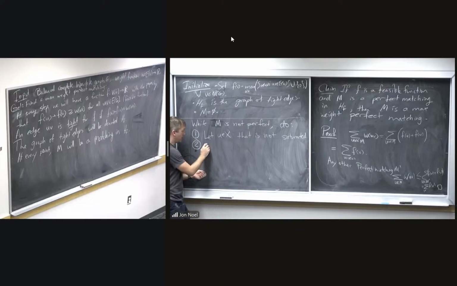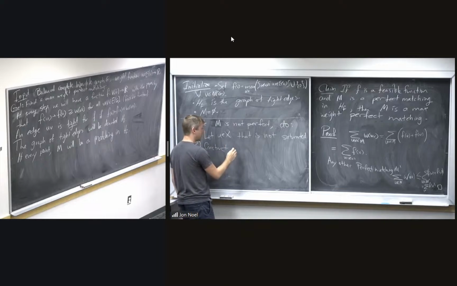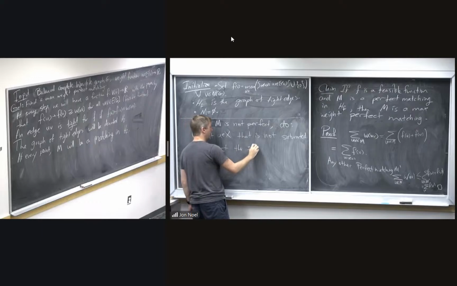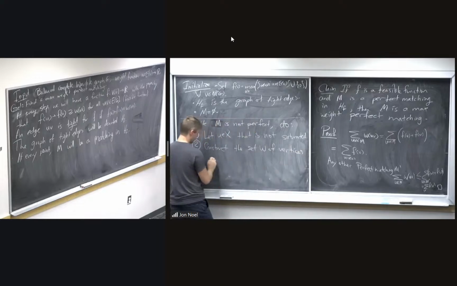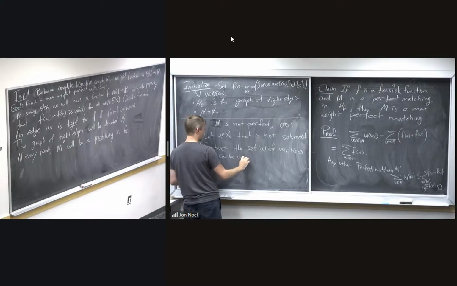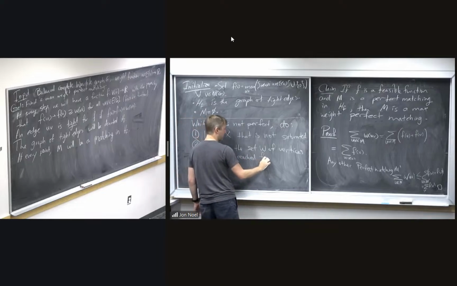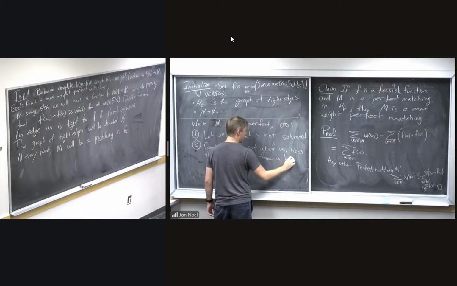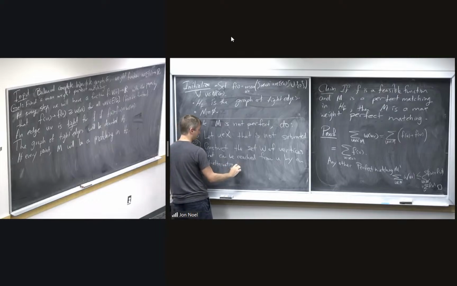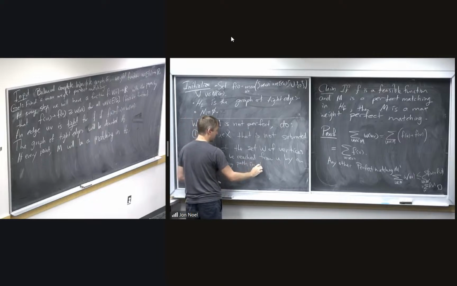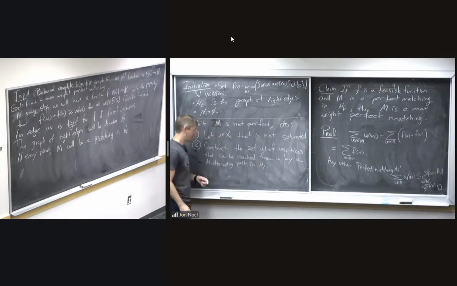So now I'm going to construct, this is quite similar to the proof of Koenig's theorem, the set W of vertices that can be reached from U by an M-alternating path in the graph H_f.